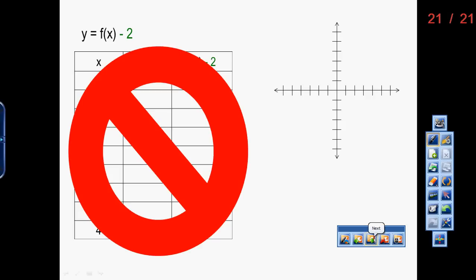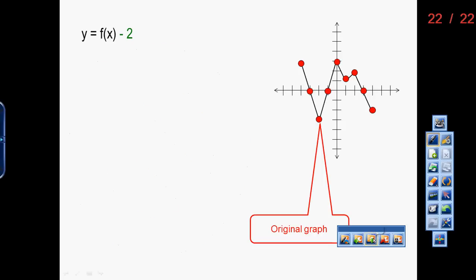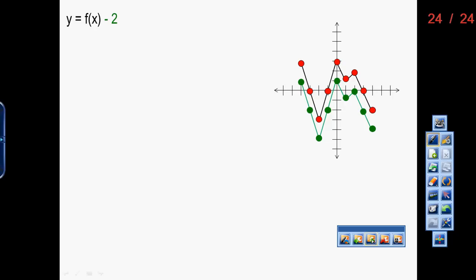Wait a minute. There's no table here. I have my original graph, right? So why do you think it stopped me from going to a table? Because it wants you to build up on the prior knowledge of what we just saw happen a second ago. So if I plot my 2 points, I automatically know it goes down 2.